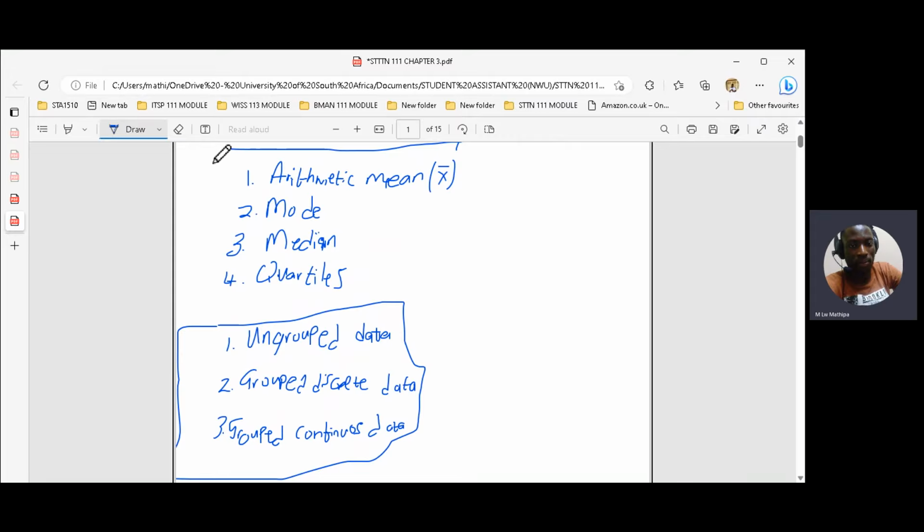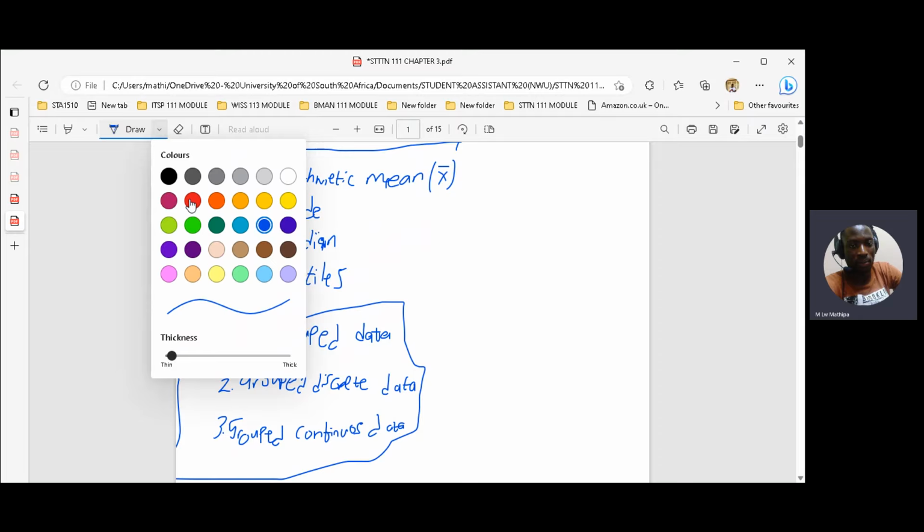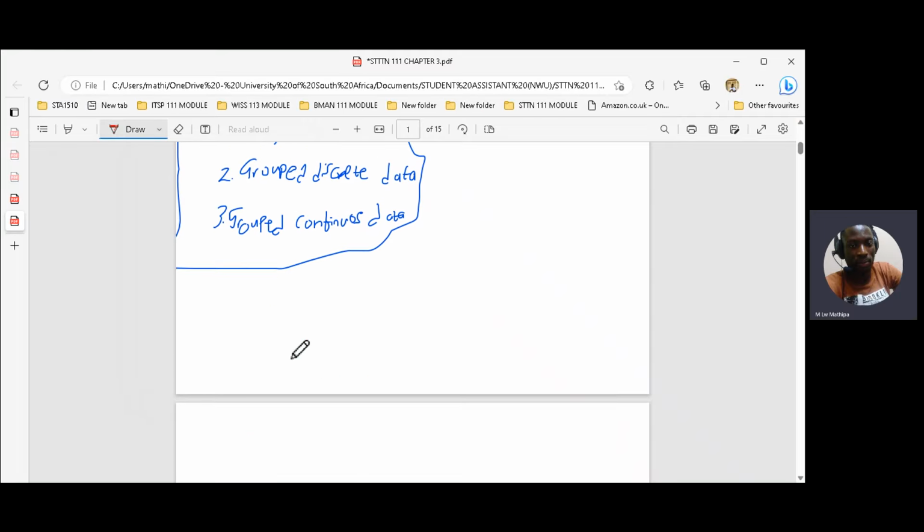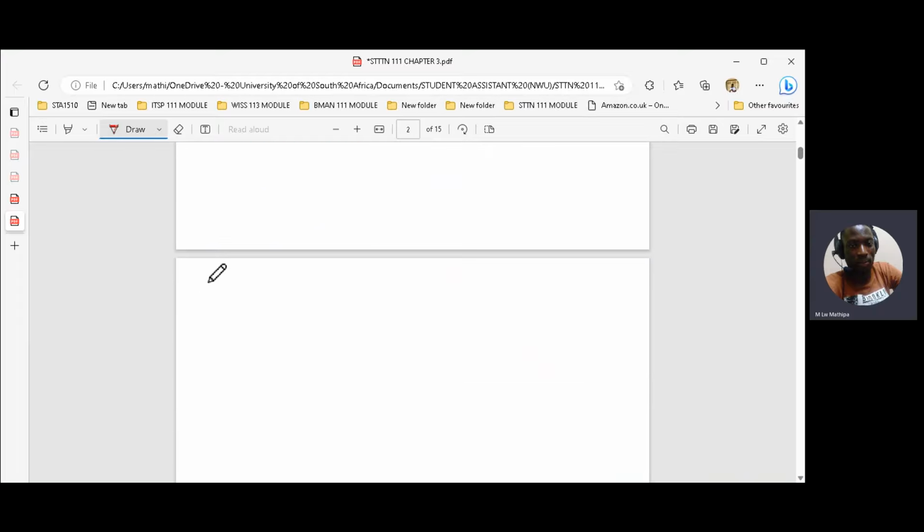Now, I want us to calculate the arithmetic mean under the ungrouped data. So now let's calculate arithmetic mean using ungrouped data. Let's start. Number one, we're using ungrouped data.